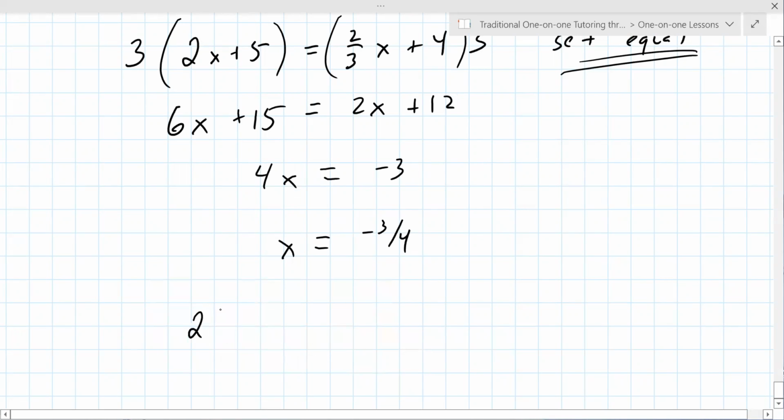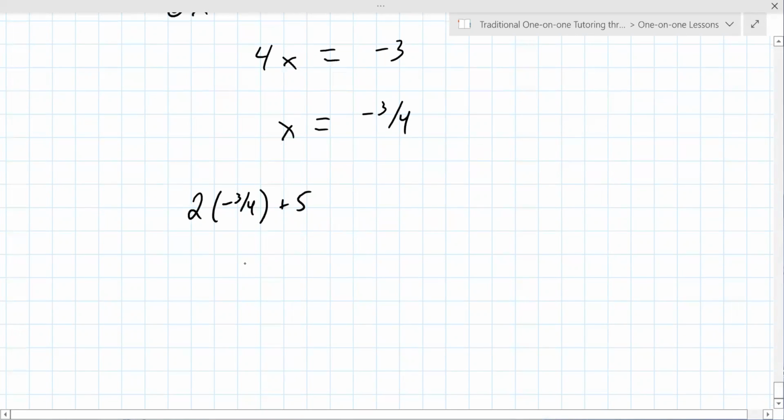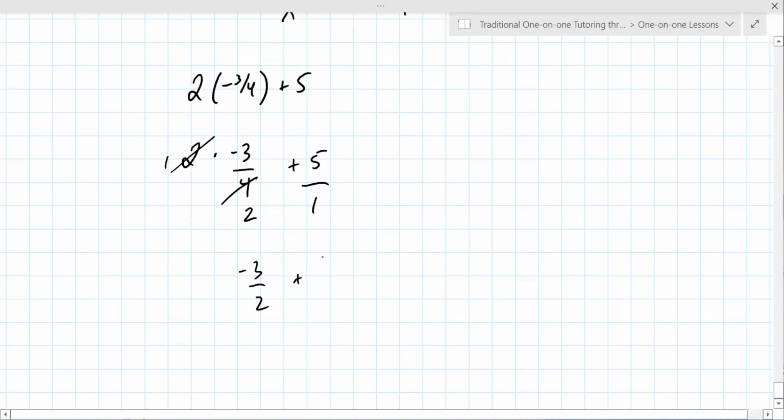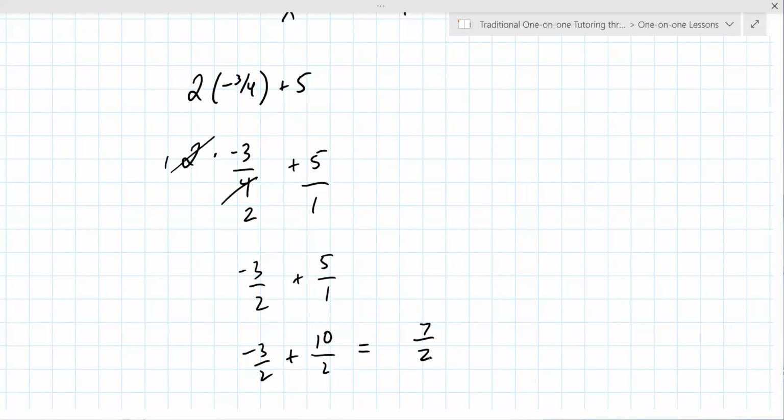Okay. So that's 2 times minus 3/4. It's better to divide before you multiply. I know you want to say -6/4, but if you divide first, if you could somehow commit yourself to doing that, you save yourself a lot of trouble in the long run. So it ends up being -3/2 plus 5/1. 5/1 is really 10/2, and then 7/2.